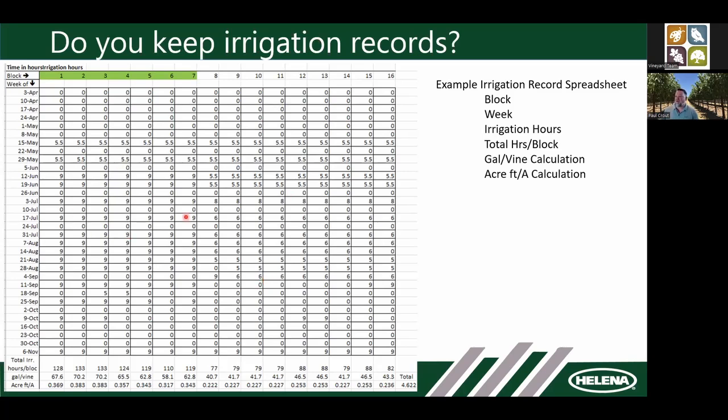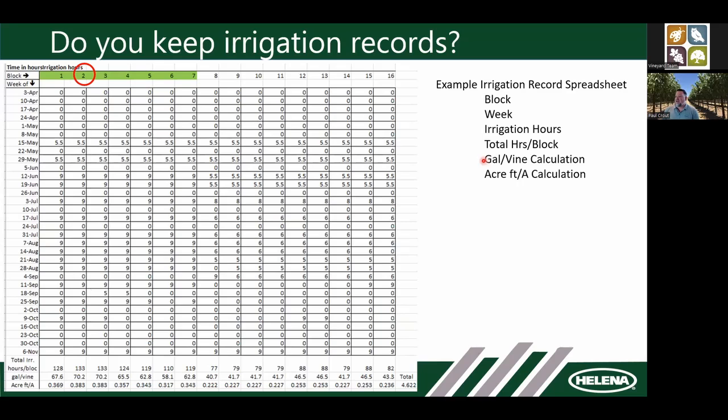If you look at this form, you can see these are block numbers, these are irrigation dates, and these are irrigation hours. What you need is to be able to have your block or ranch level information, total number of irrigation hours per block. We need to understand how many gallons per vine you have. So those are the emitters per vine. Do you have one emitter? Do you have two emitters? Are they half-gallon emitters? Are they 1 gallon emitters? And then we will do an acre feet per acre calculation.